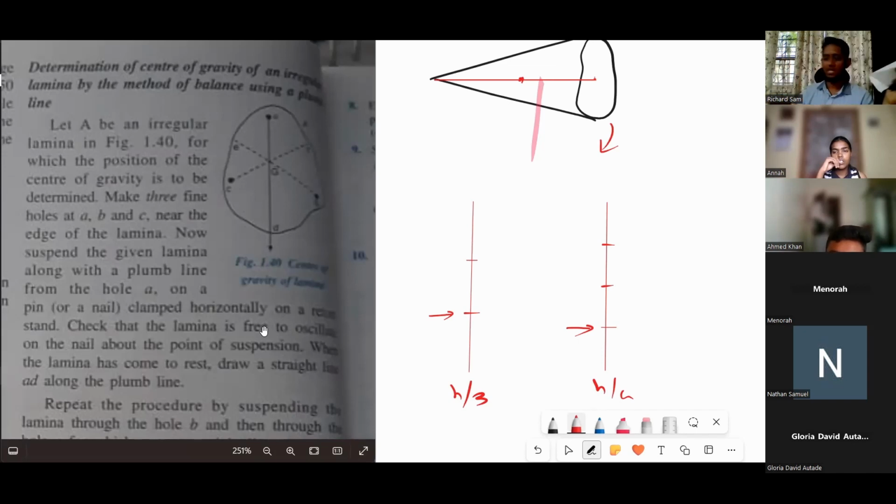Is that clear, everyone? This is how the diagram looks in your book. You see, they've drawn 3 of these lines. Yeah. That rope which is hanging straight down is called a plumb line. Have you heard of this word plumb line?